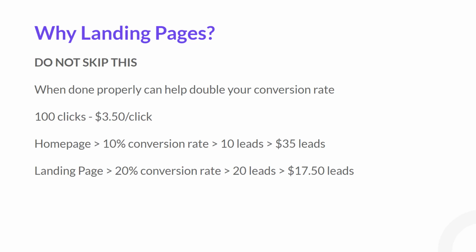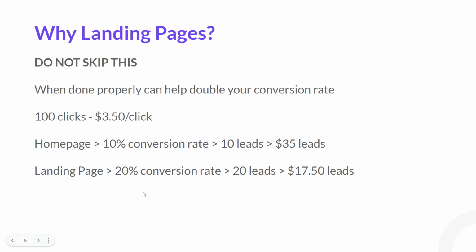When you do it properly, it can help you double, I've seen it triple, conversion rates on accounts. A conversion rate is the percentage of clicks that turn into a lead. When I say a lead, I mean either a phone call or a form fill. Now, with homepages, I've seen worse than this, 10%, I've seen 5%. But let's say you're sending 100 clicks to the homepage of your website and you convert 10% of those clicks. That's 10 leads, but that's $35 per lead.